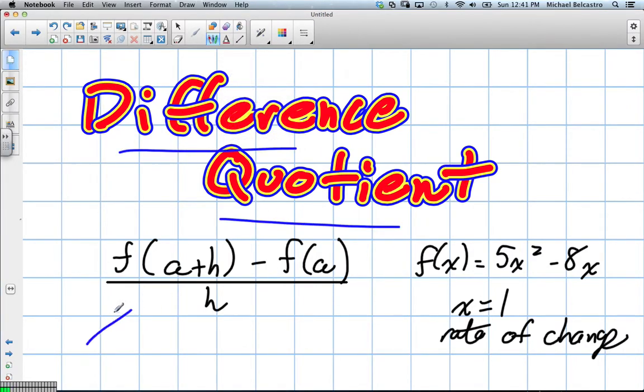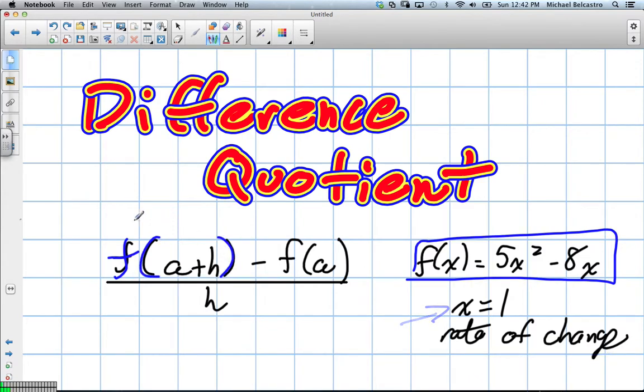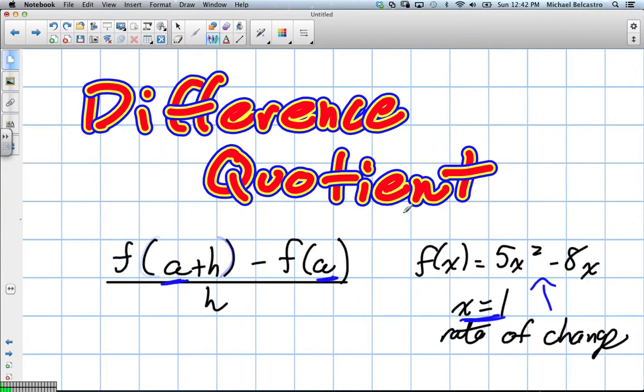Difference quotient, which is this formula here. It's going to help us find the rate of change when x is 1 of this specific formula. Now, because it says f at this value, that means we're going to use this entire function and plug in a. A stands for where we are, so that's actually our x in this question.